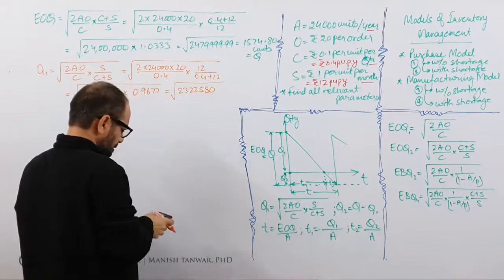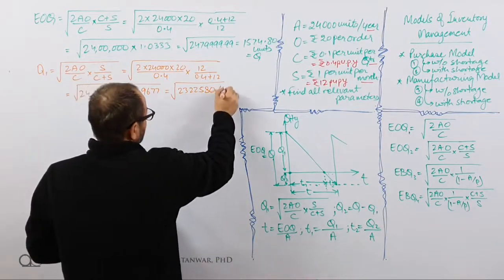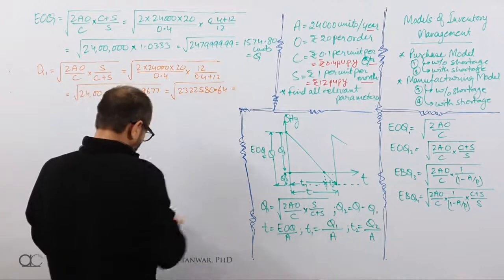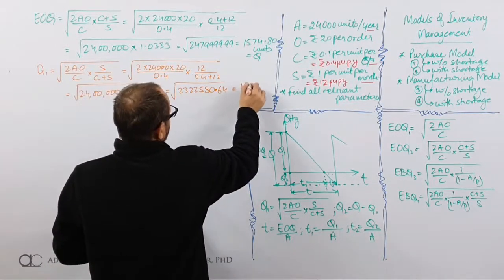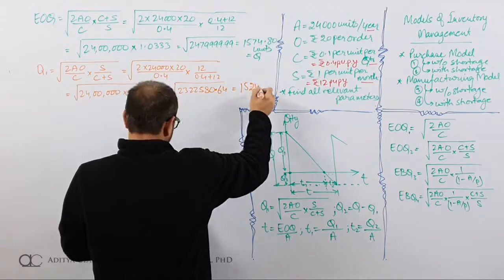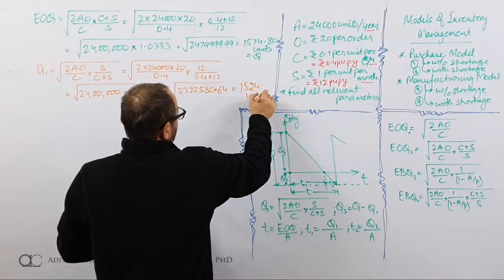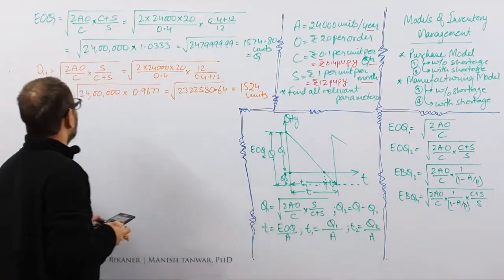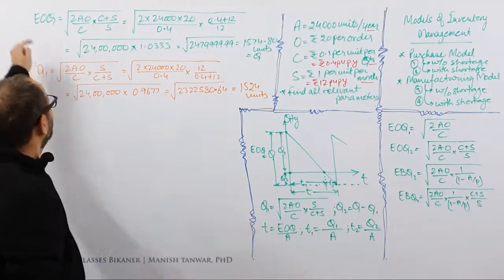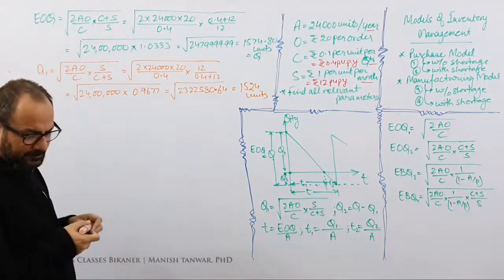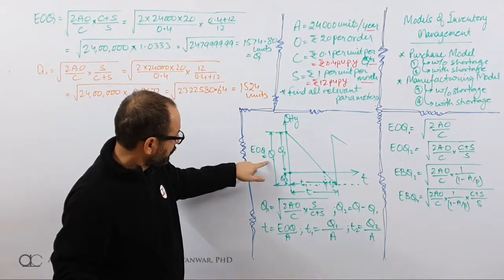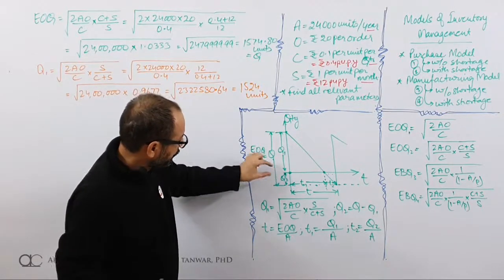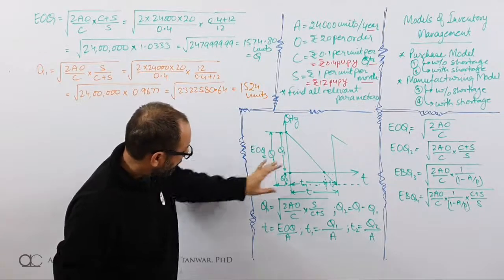23,22,580. 0.64. And if I take the square root, it will be 1524. 1524 units. Fine. So we have EOQ, we have Q, we have Q1. What is Q2? Q2 will be Q minus Q1.